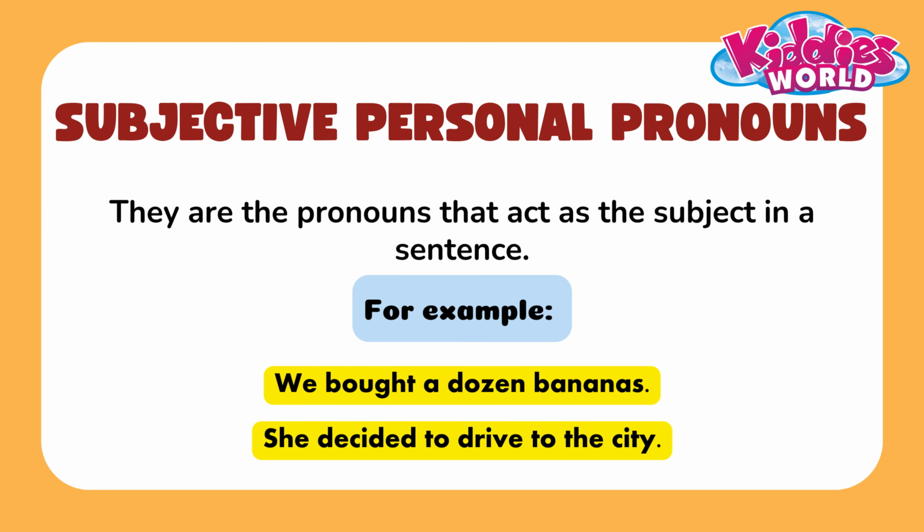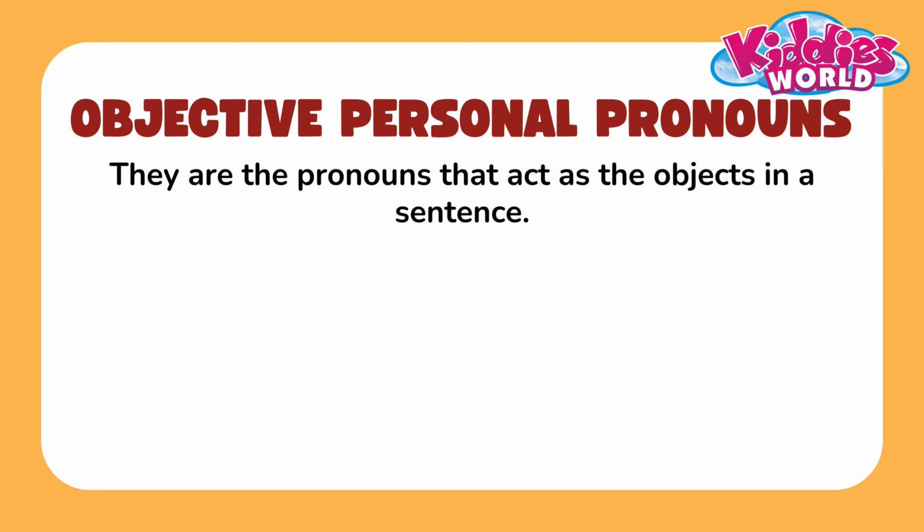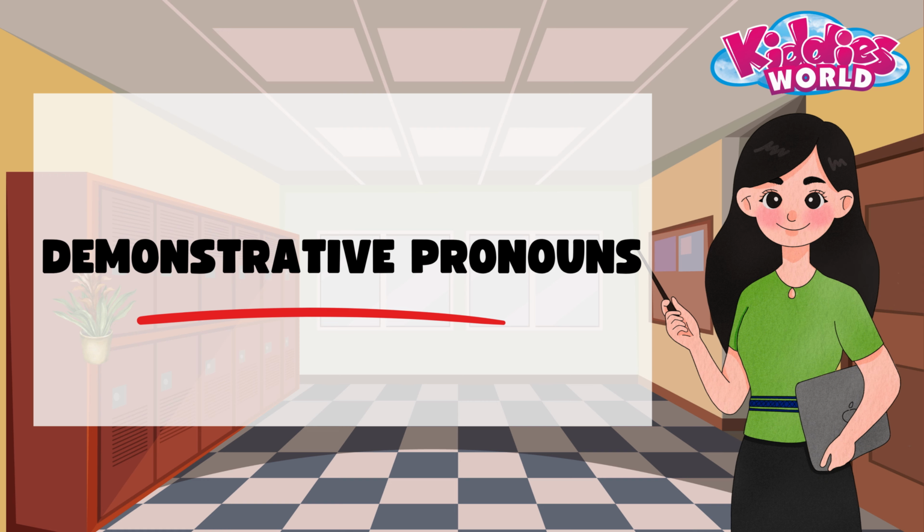Check the examples. Objective personal pronouns. They are the pronouns that act as the objects in a sentence. Check the examples. Demonstrative pronouns.